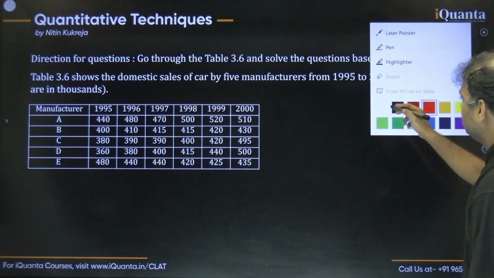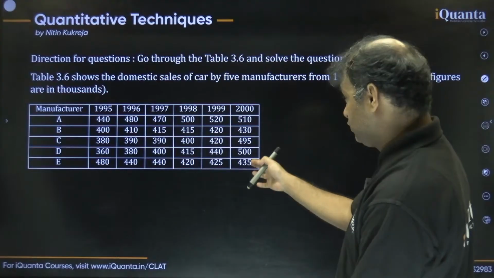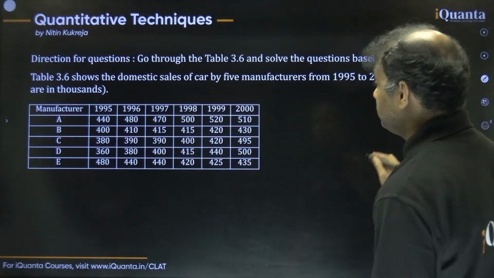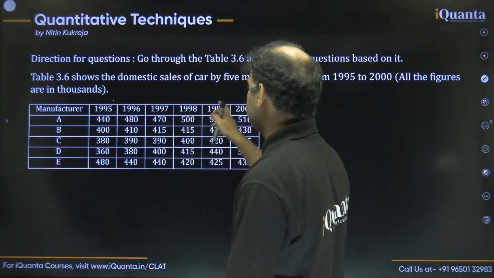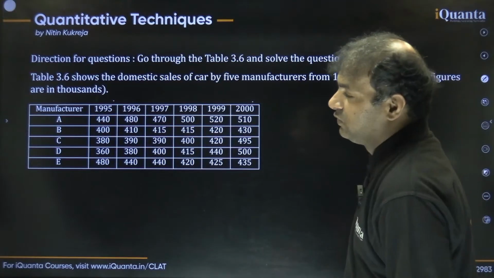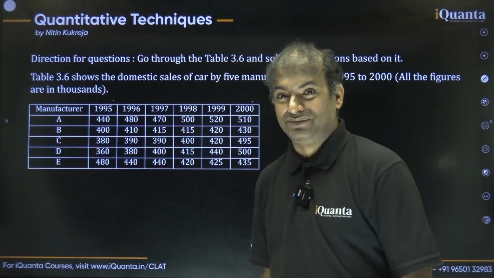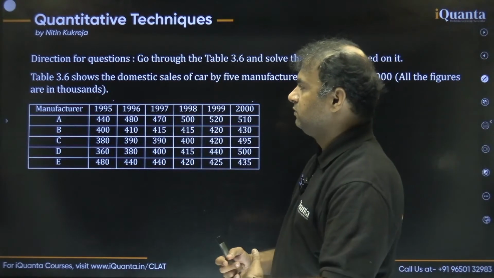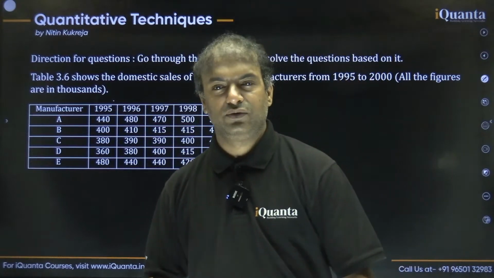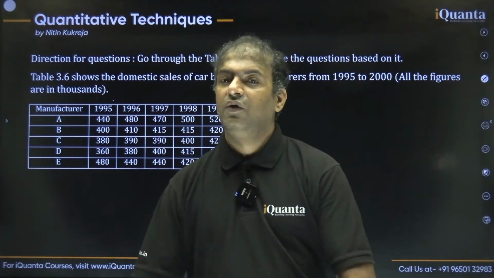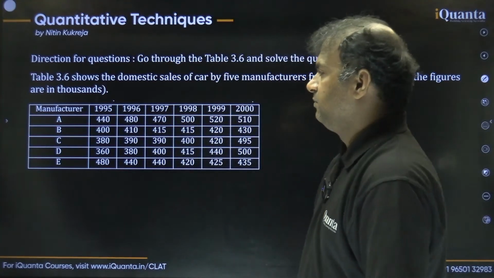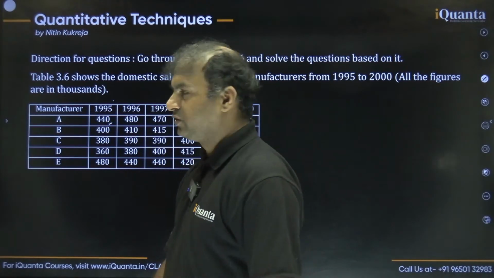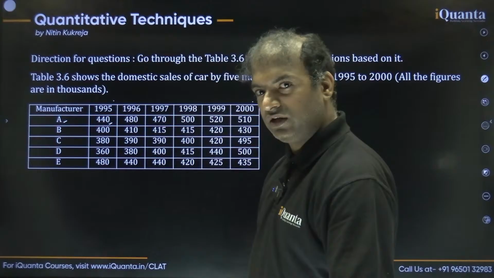The set says that table 3.6 shows the domestic sales of cars by 5 manufacturers from 1995 to 2000. All the figures are in thousands, given in thousand numbers. That basically shows the sales. Since nothing is given about whether sales are by volume or by value, we usually consider the sales as given on volume, unit-wise. That means in 1985, 440,000 units were sold of manufacturer A. Like this we can assume it.